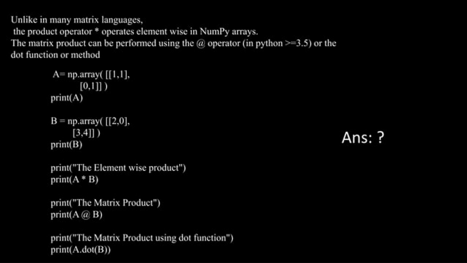Print the element-wise product. From A we need to take one element, from B take another element and do the product of those. Print A times B. Print the matrix product A @ B. In numpy, to find the matrix product we use the @ operator. Then print the matrix product using the dot function, A.dot(B). The matrix product can be found two ways in numpy, the @ operator and the dot function.